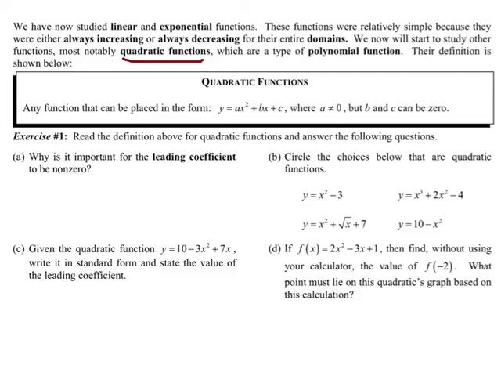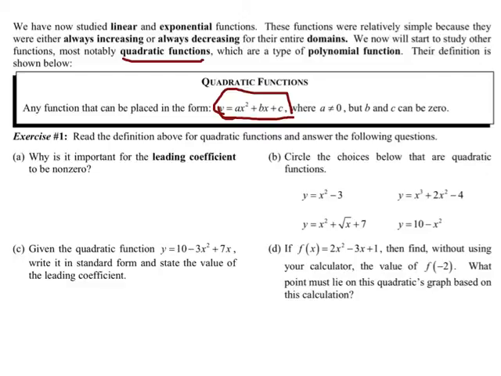Their definition is shown below. Any function that can be placed in the form of y equals ax squared plus bx plus c, where a is not equal to 0, but b and c can be 0. This is not a new function. We learned how to factor this last unit. Now we're going to learn how to graph it.